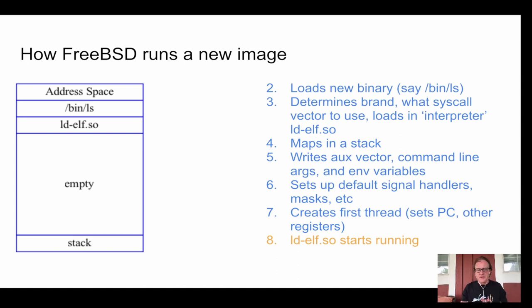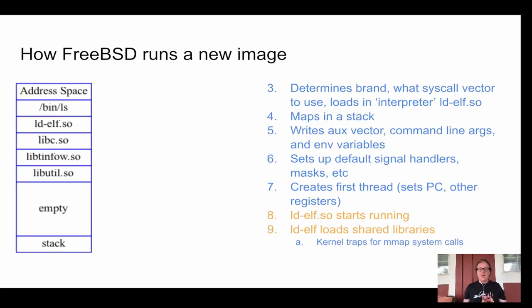So ldelf.so starts up. It parses the auxiliary vector, looks at the command line args, looks at the environment, and loads shared libraries that are appropriate for the privilege level and environment that it's running in. Now it has to call back to the kernel through a trap. In FreeBSD, all system calls are done via some kind of trap to privileged mode, or trap to the kernel. So ldelf.so calls mmap to map in the various libraries.